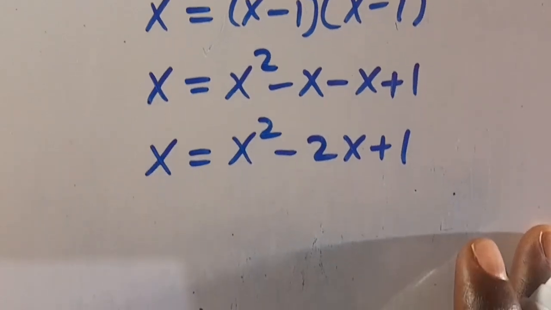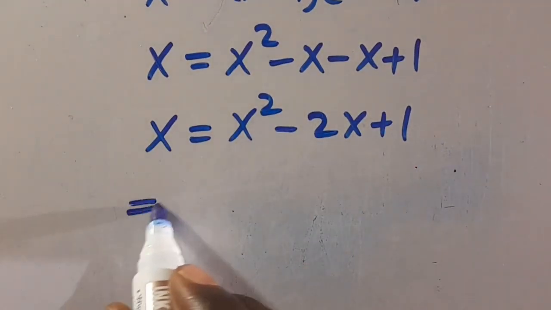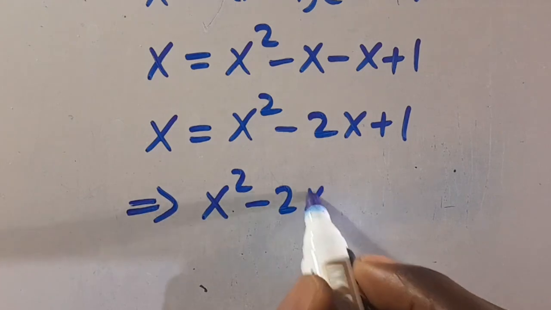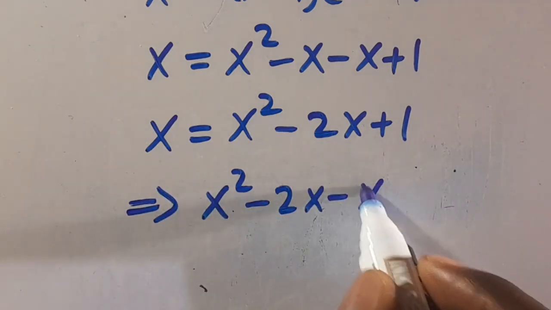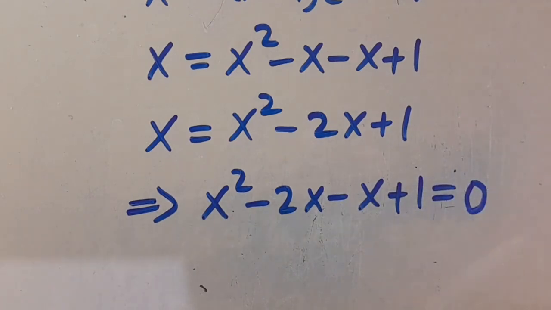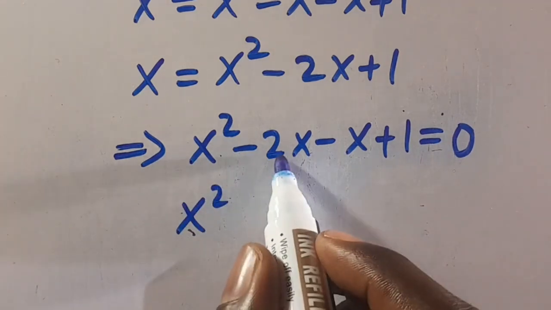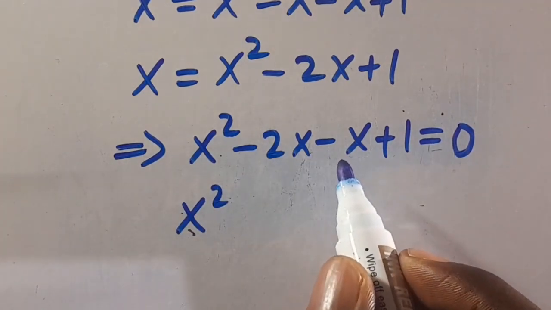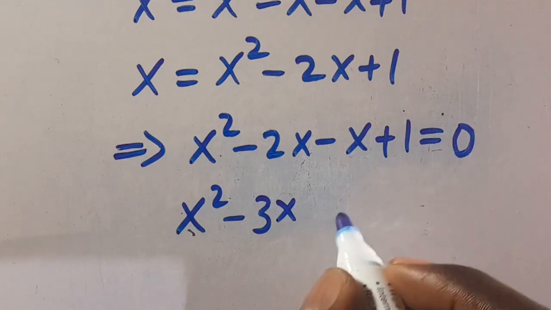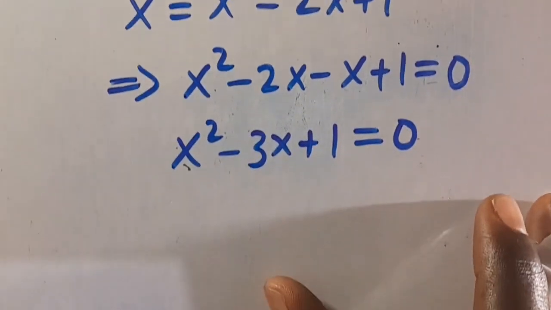plus 1. Then the next thing we can do is let's take this one to the other side. This implies we're going to have x squared minus 2x minus x plus 1. Then let's set everything to be equal to 0. So from here we have x squared minus 2x minus x will give us minus 3x plus 1. Then we have everything equal to 0.